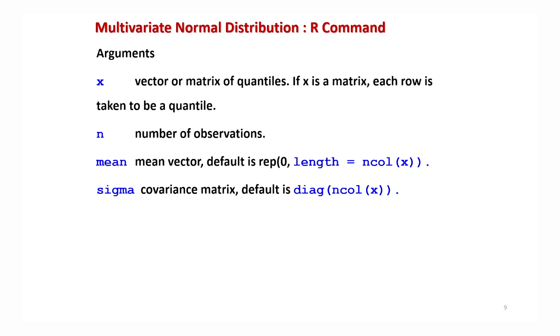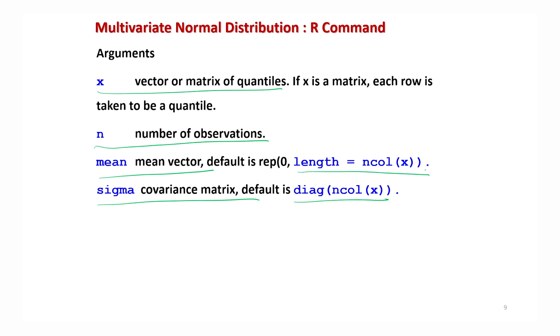Anyway, so these are the options which I just explained to you. x is the vector or matrix of quantiles, n is the number of observations, mean is the mean vector, and sigma is the covariance matrix. And the default sigma is taken here as a diagonal matrix of size ncol(x). ncol, you recall, was the number of columns in the matrix x, which is p actually in our case, right? And the mean vector also has length ncol(x). That means whatever is the number of columns. If you have x1, x2, ..., xp, p random variables, then your mean vector has mu1, mu2, ..., mu p.